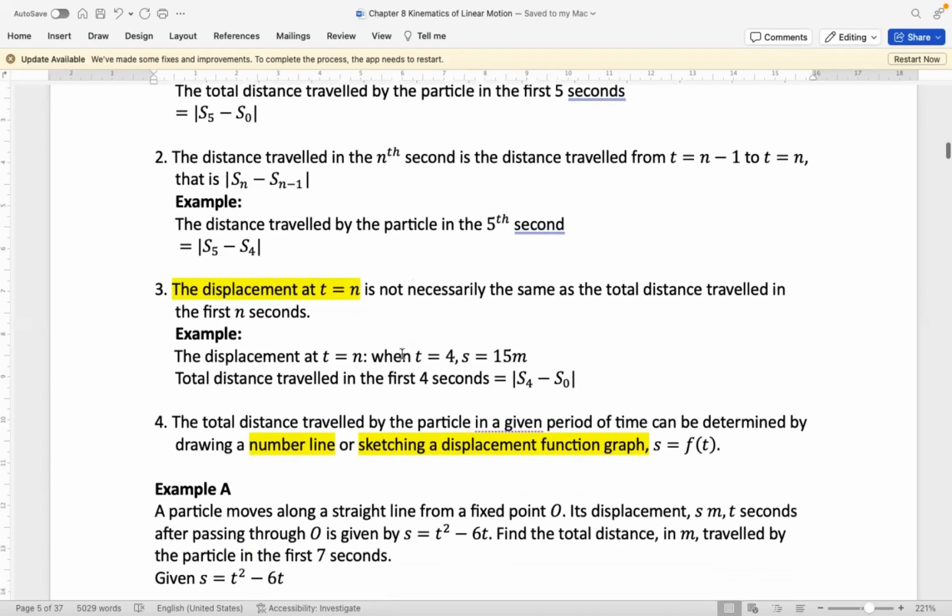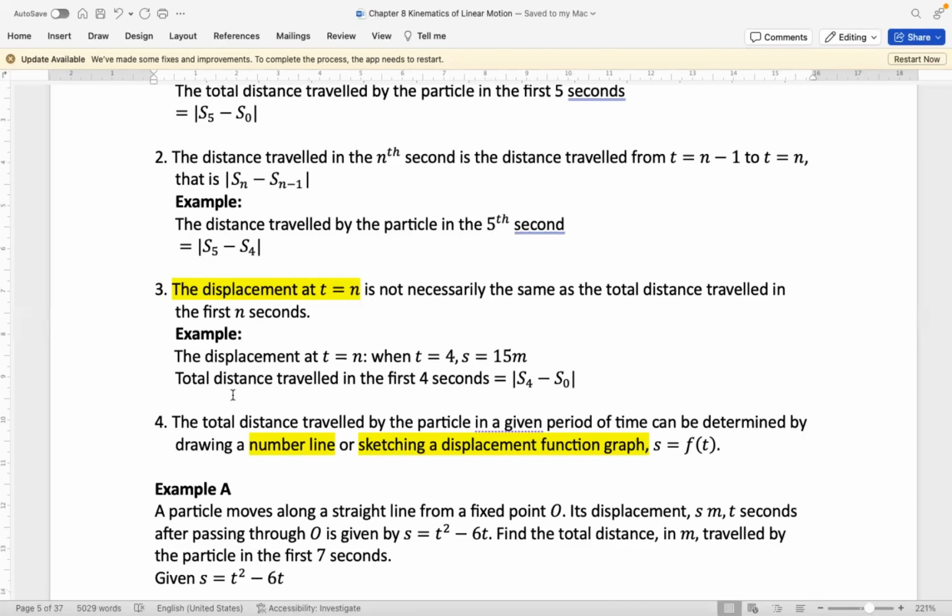Okay, next one. The displacement at t equals n is not necessarily the same as the total distance traveled in the first n seconds. So for the displacement at t equals n, for example, if they ask you what's the answer for s when t equals 4, you substitute the value of 4 into the displacement equation and you get your answer, let's say s equals 15.